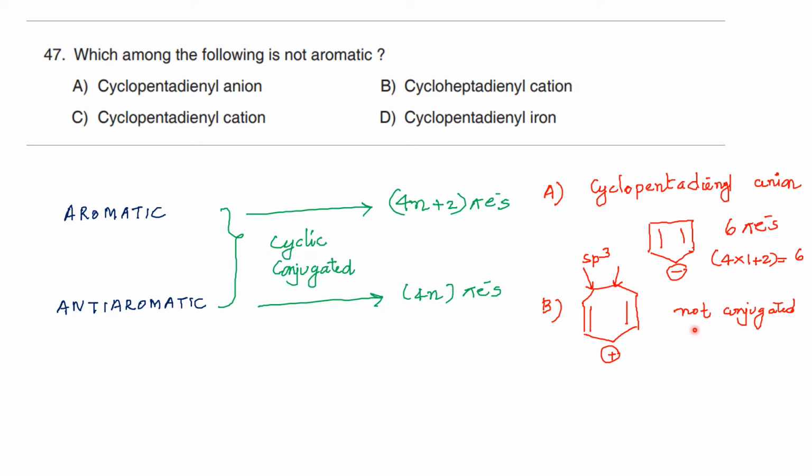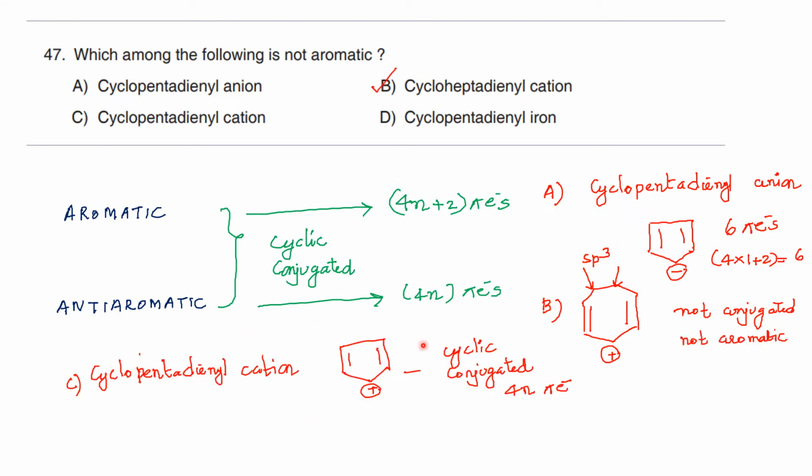Since it doesn't satisfy the minimum condition for a compound to be aromatic, this can be considered as a compound which is not aromatic, and neither is it anti-aromatic. For anti-aromatic, it would have satisfied the condition because it has 4n pi electrons. That is 2 plus 2, 4. 4n means 4 into 1, that is 4. But since these two carbon atoms are sp3 hybridized, it is not conjugated. Okay, so therefore the correct option for this question is actually option B. So this is the correct option.